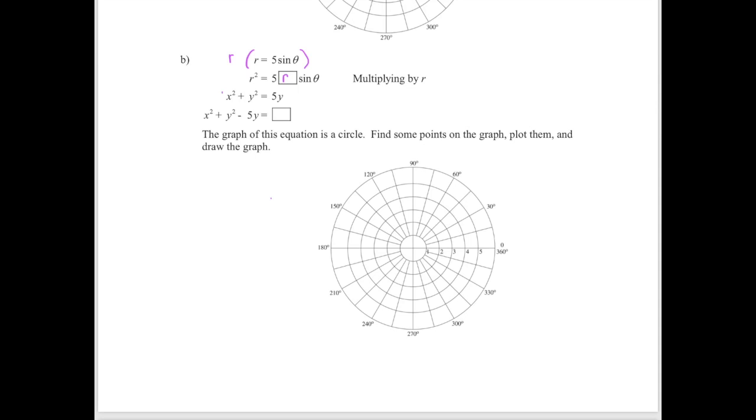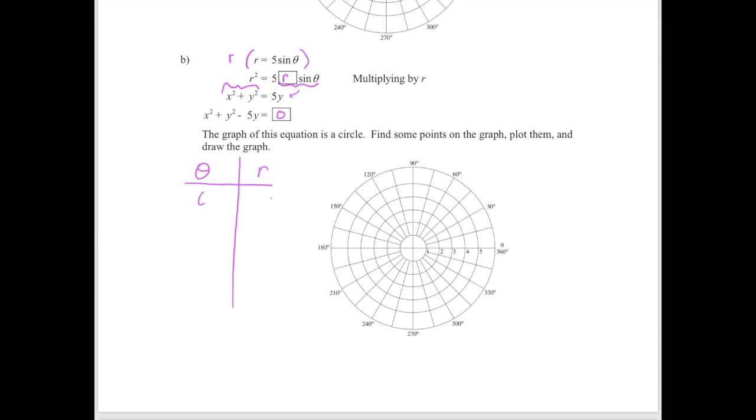I know that r squared is the same as x squared plus y squared, and I know that r sine of theta is equal to y. Solving and getting all of my x's and y's together, I have x squared plus y squared minus 5y is 0. I'm not quite sure what graph that might look like, so instead maybe the polar coordinate system would be a better pair for us. We'll make a table of values with theta and our r values.